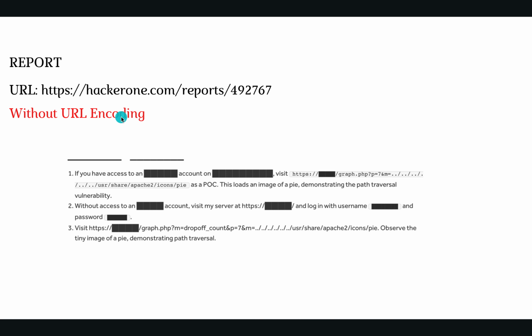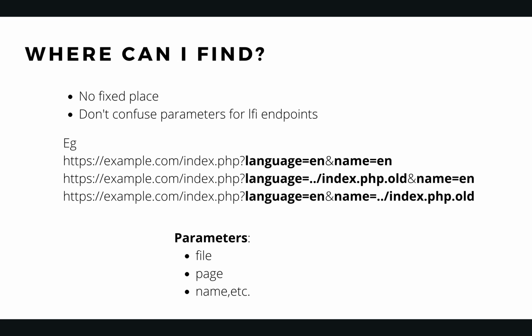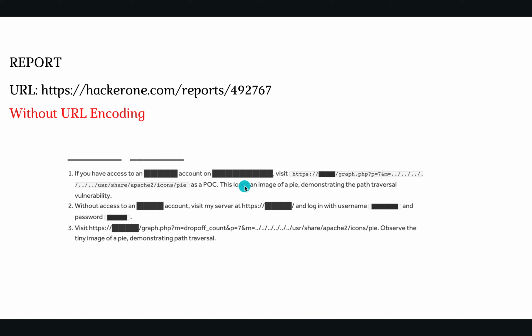So the first example is without URL encoding. So here, as you just saw, I have just included ../index.php. So this is without URL encoding. I'll tell you what URL encoding is and why we do it.